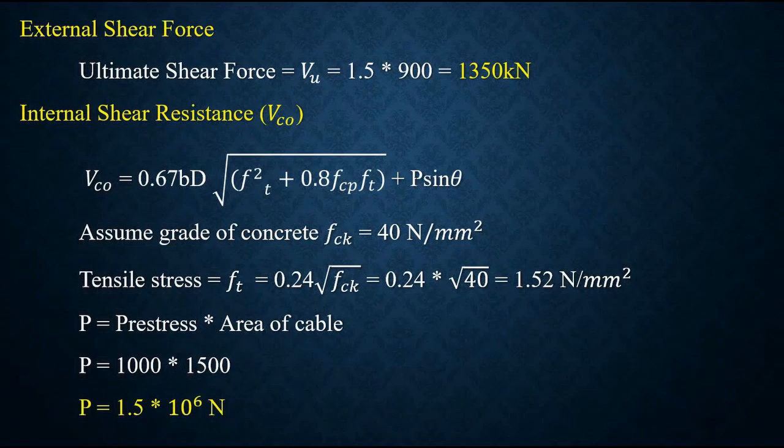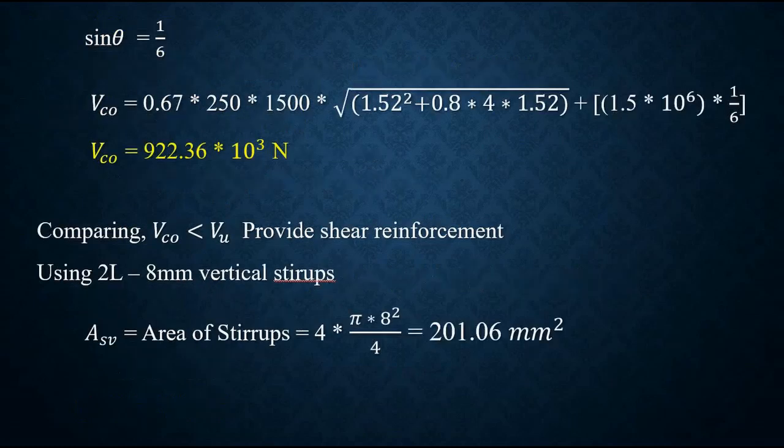Next is the calculation of P. We know the formula: pre-stress into area of cable will give us P. Pre-stress is 1000 Newton per mm square, area of the cable 1500 mm square. So if we multiply, we will get the P value as 1.5 into 10 power 6 Newton. And sin theta is 1 by 6. Everything is ready, just substitute the values.